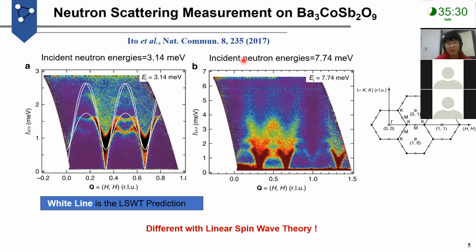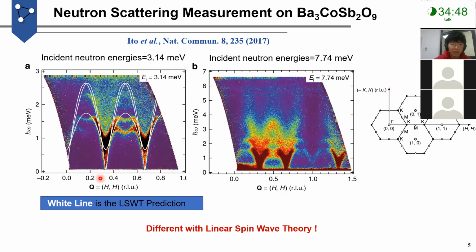Neutron scattering measurements on this material help us clearly see the magnetic excitations in the triangular lattice antiferromagnet. The right-hand side shows the Brillouin zone of the triangular lattice, and the experimental measurement is along this momentum path: first through the Gamma point, then the K point, the M point, back to the K point, and then the Gamma point. From the left-hand side, we can see that the white line is the linear spin wave theory prediction.